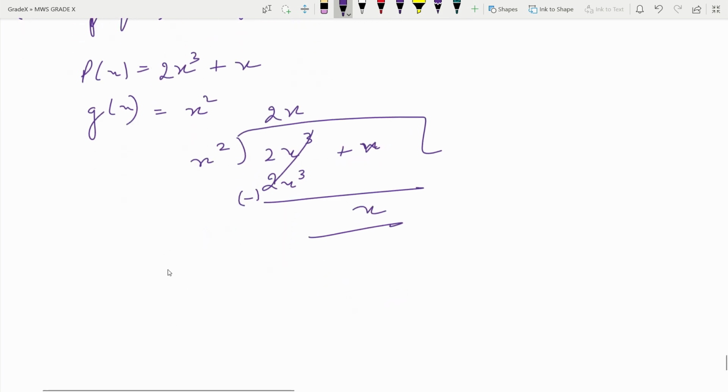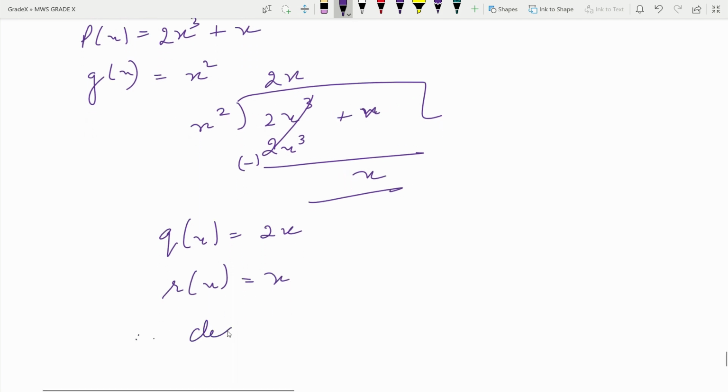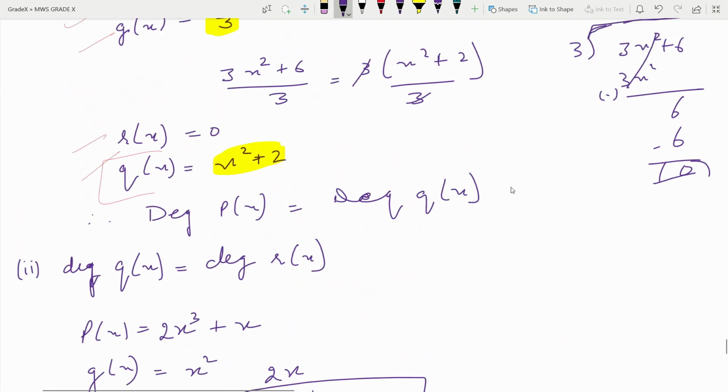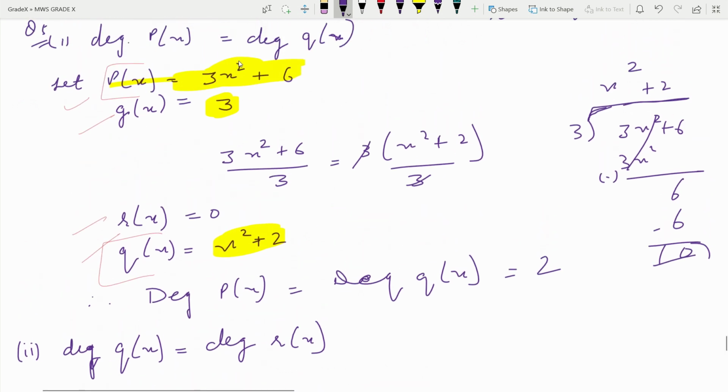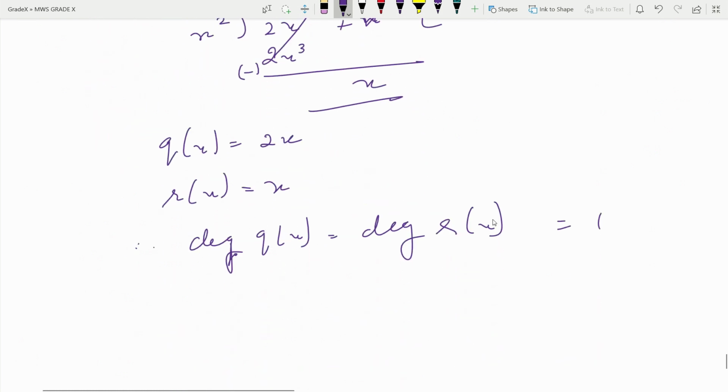So here q is 2x and r is x, and the degree of both is the same. Therefore degree of q(x) is equal to degree of r(x), and that is equal to 1. And here also you can write the degrees were 2. Degree of p(x) and g(x) was 2 here, and here the degree is 1. See this, 1 and 1, maximum. So this part is also over.